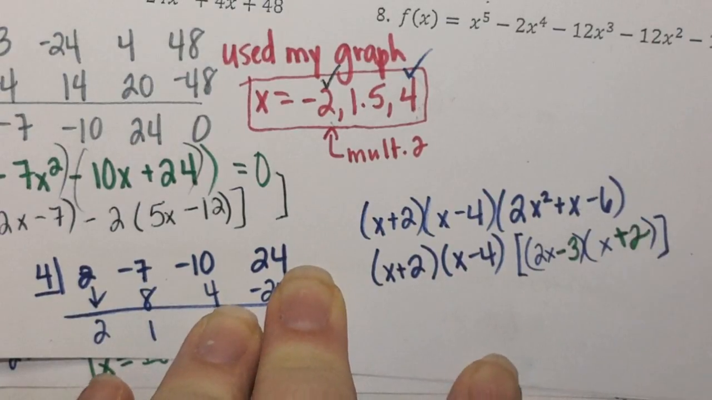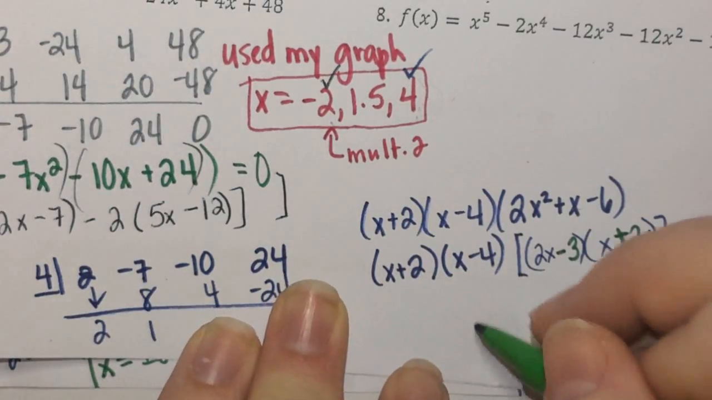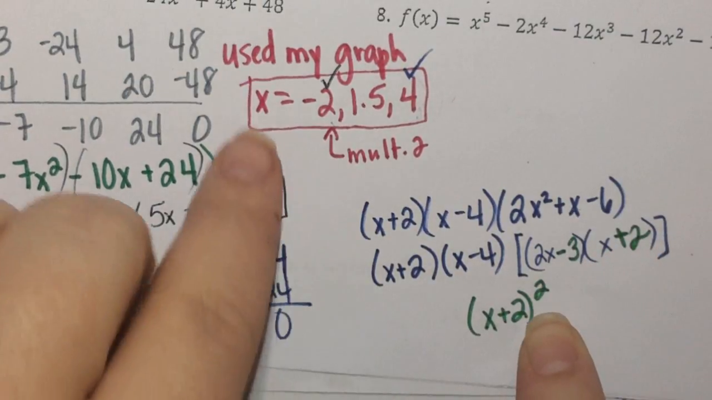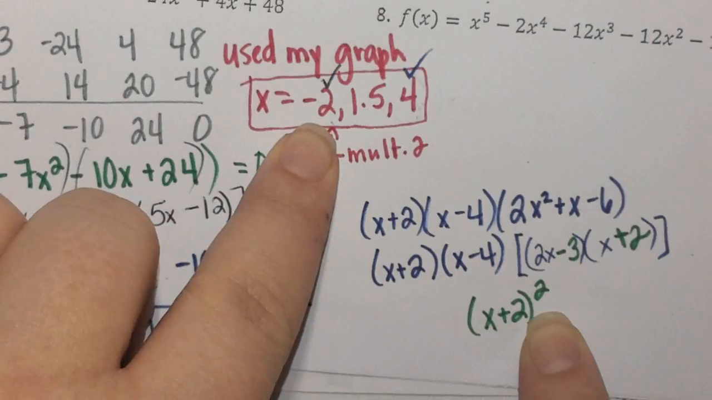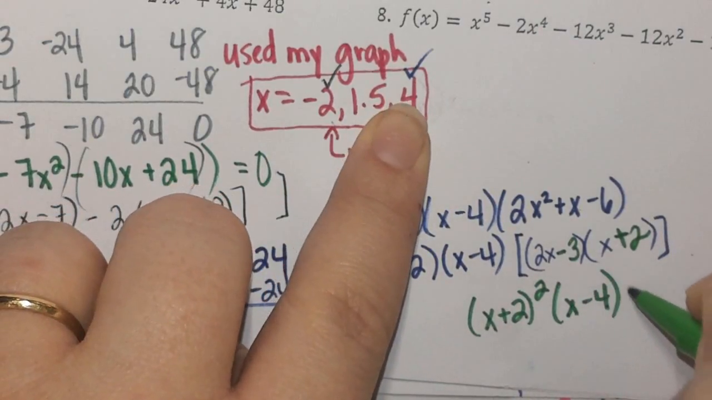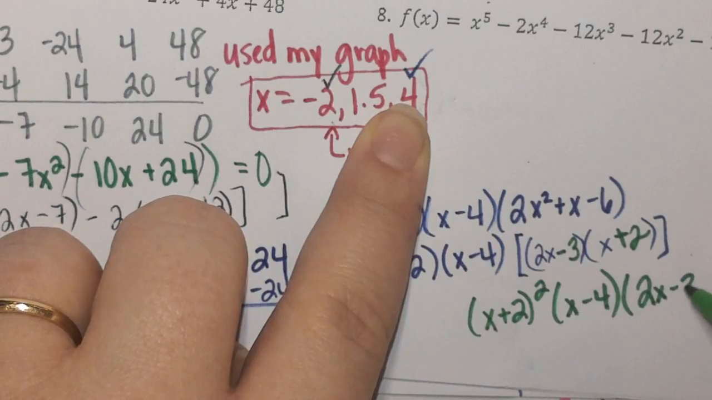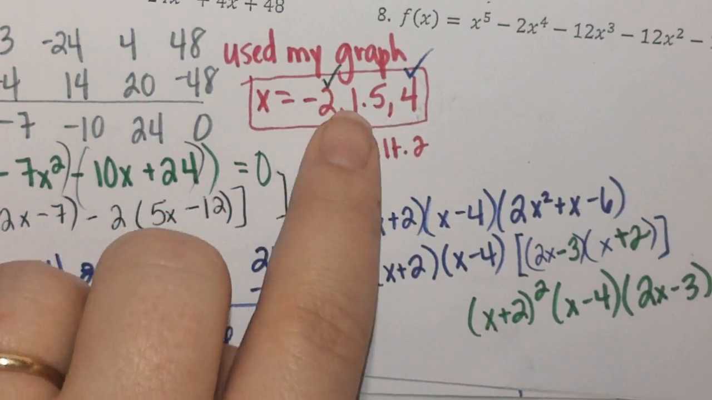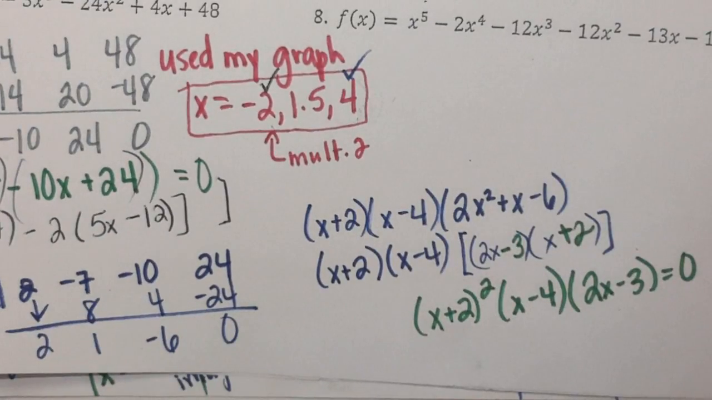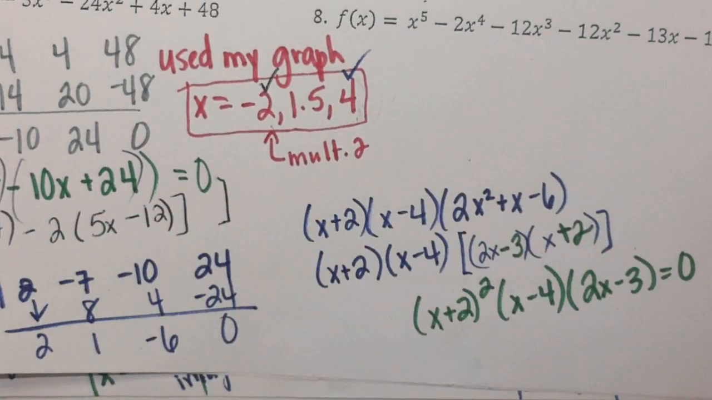Yes. But again, I should have known that one was 2 anyway, because now my answer is x plus 2 squared. Well, duh, Miss Compton, you had a multiplicity of 2. Duh. X minus 4. Duh, that's how we got the 4. And then the 2x minus 3, when you set it equal to 0, isn't that how you get the 1.5? So I kind of already knew what those answers were supposed to be because I already knew the answers because I like my graphing calculator.